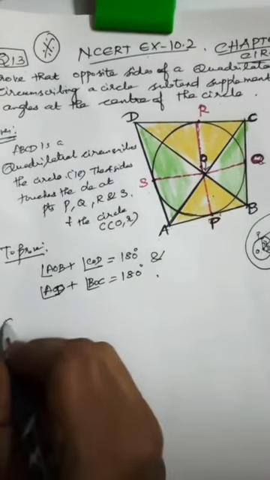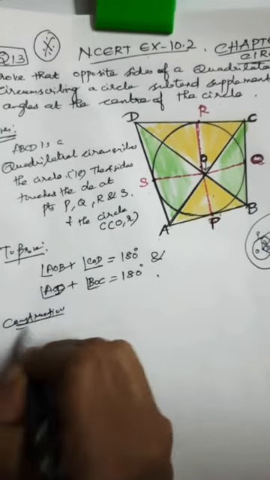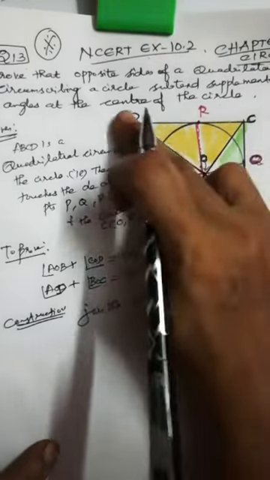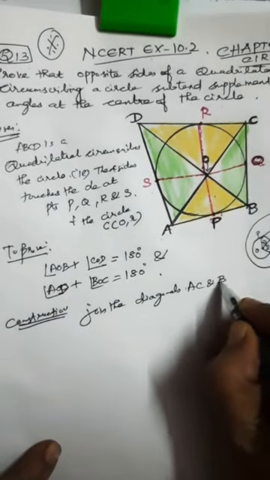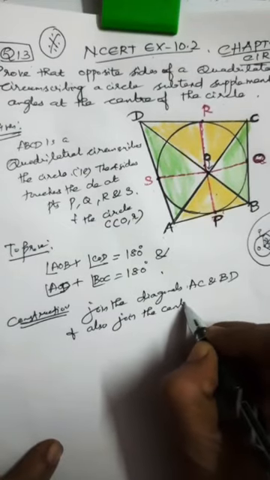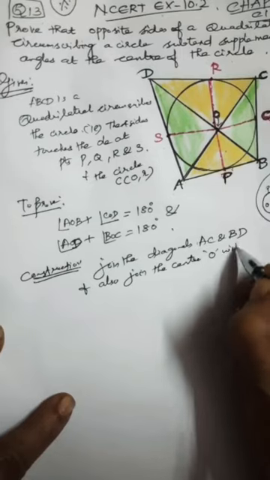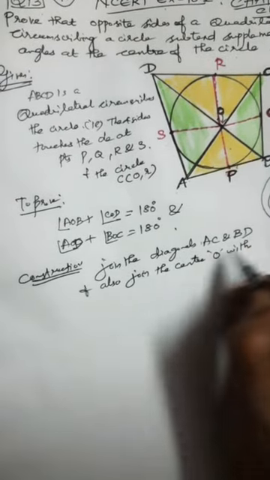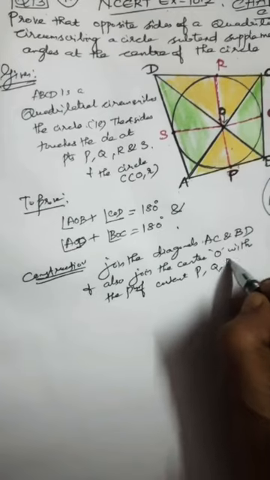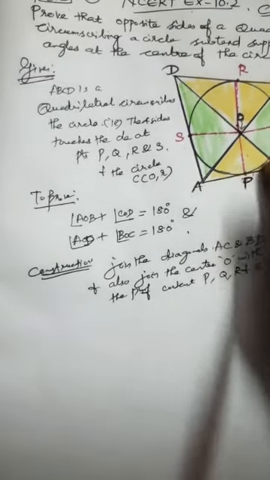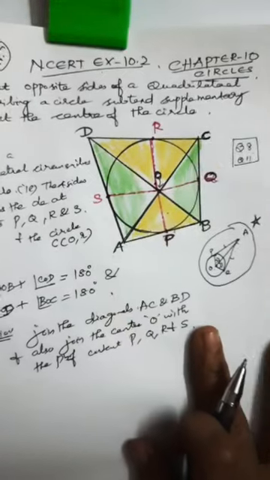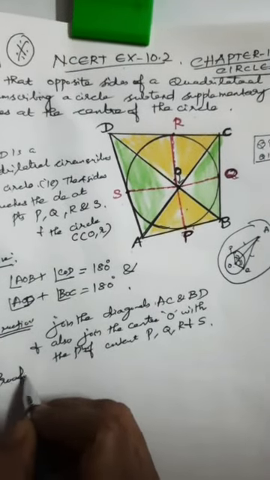For that, we have to do a simple construction. So we have to join the diagonals AC and BD, and also join the center O with the points of contact P, Q, R and S. So we have joined the diagonals and we have joined the center with all the points of contact: OP, OQ, OR and OS. Okay. Now, let us start the proof.